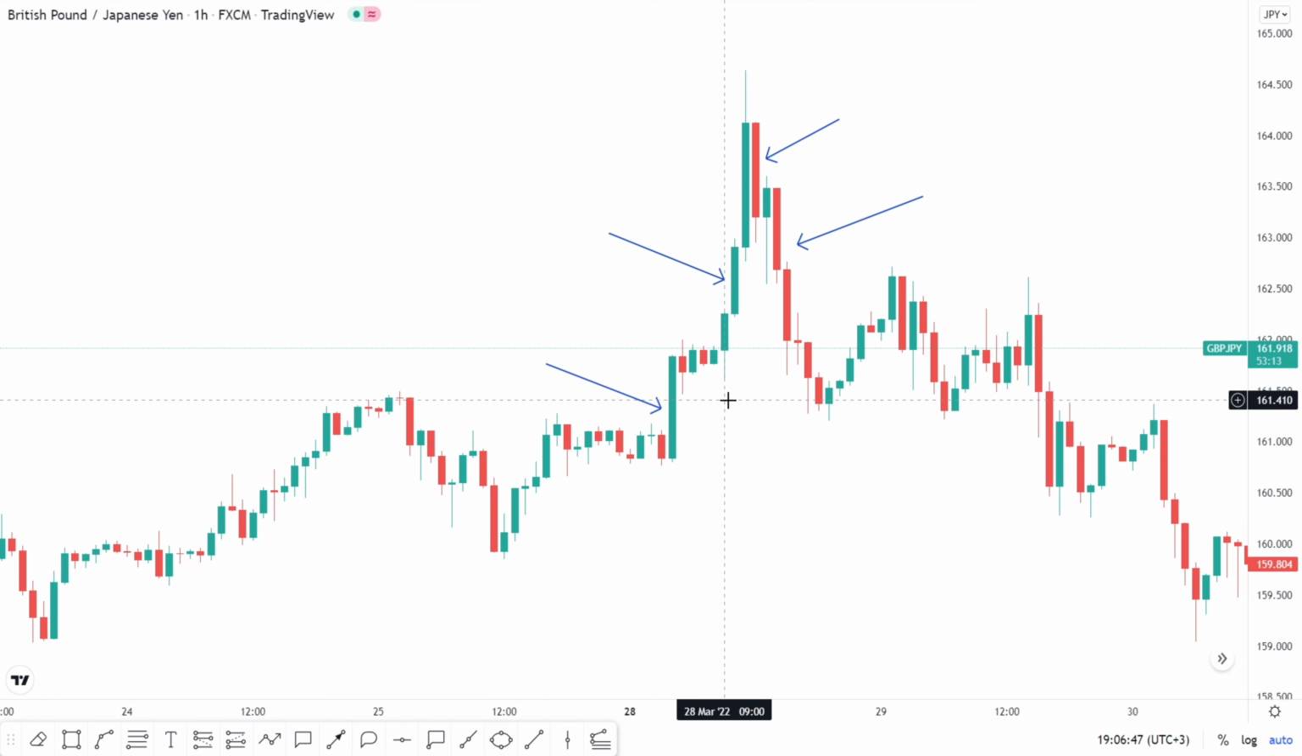So basically, that's how you interpret candlesticks. I hope you've understood. So that brings me to the end of this session.